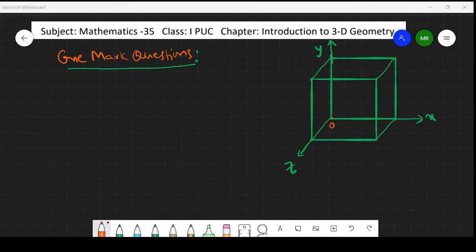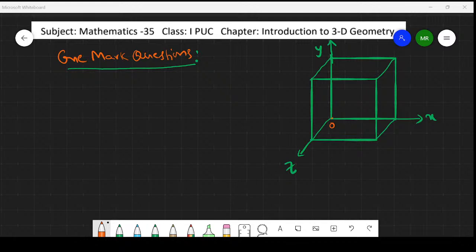One derivation will be there. No doubt, one derivation and a 1 mark question will be there. A 2 marks question also will be there. So these 3 questions, definite questions they are going to ask. Now I will start.